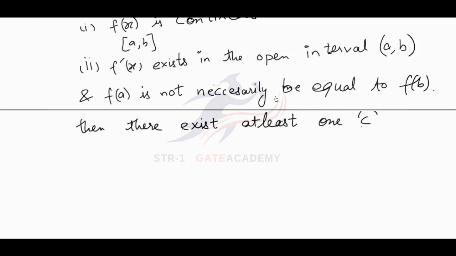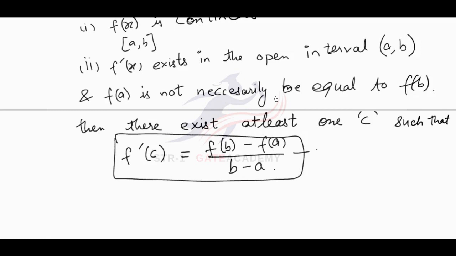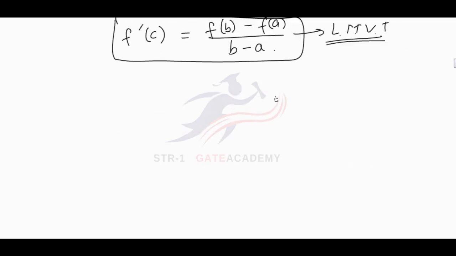There exists at least one c such that f dash of c is equal to f of b minus f of a upon b minus a. This is what is LMVT. What is LMVT? Lagrange's mean value theorem. Okay, so let's take an example on mean value theorem and understand how questions can be asked on this particular fundamental.